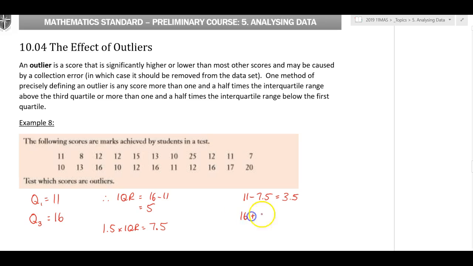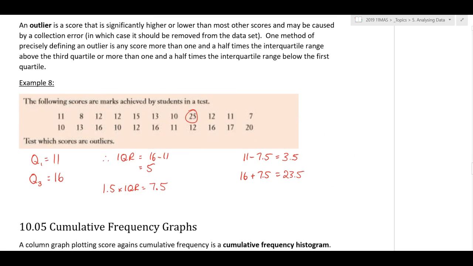16 plus 7.5. Right, so this is Q1 minus 1.5 lots of the interquartile range, and this is the third quartile plus 1.5 times the interquartile range. That is 23.5. So anything above 23.5 is an outlier. And if we go along here, whoa, there's one. That's it. So what does it ask us to do? Test which scores are outliers. 25 is an outlier. That's all.